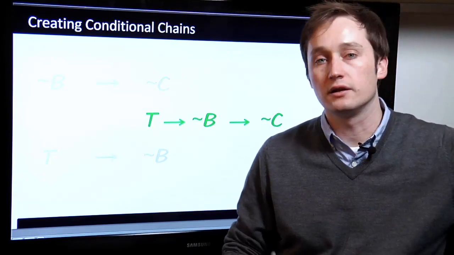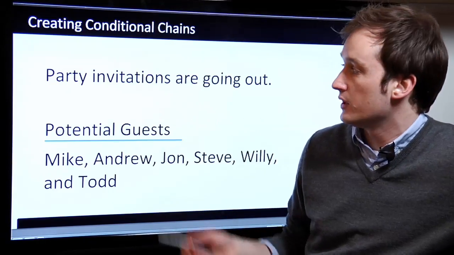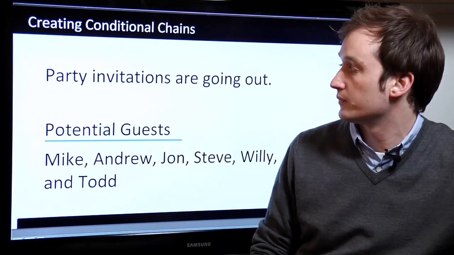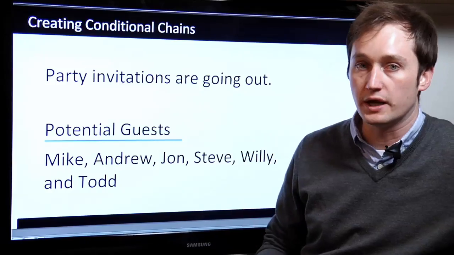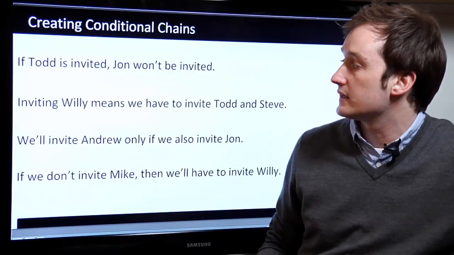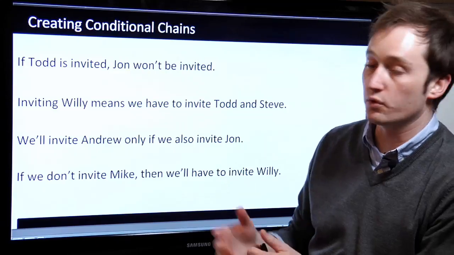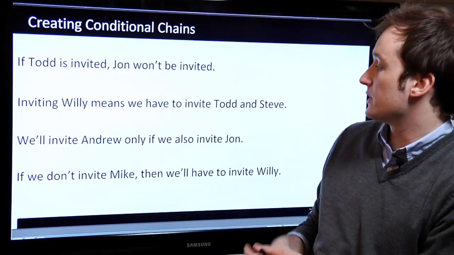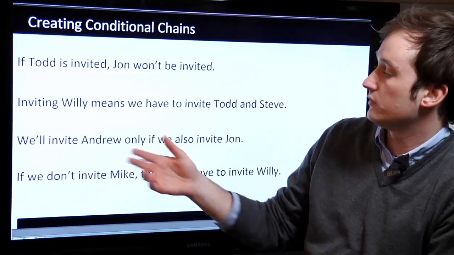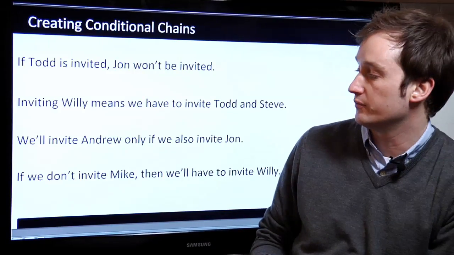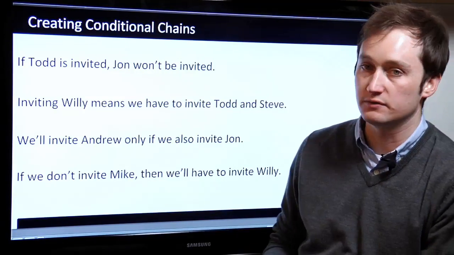Now, let's take a look at a little bit of a more difficult example involving a sort of logic game setup. And here we have party invitations going out to 6 different people, and the stipulations involved in that matter. If Todd's invited, then John won't be invited. Inviting Willie means we have to invite Todd and Steve. We'll invite Andrew only if we also invite John. If we don't invite Mike, then we'll have to invite Willie.